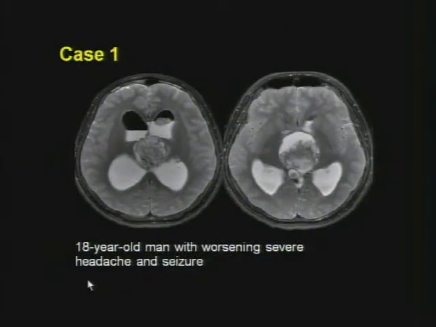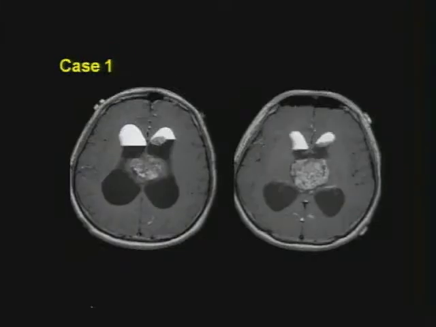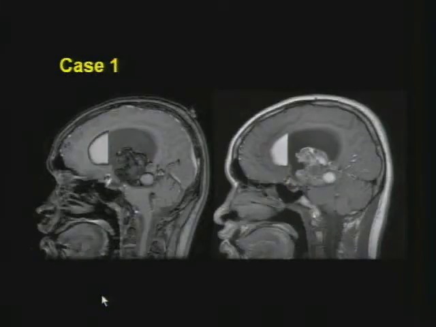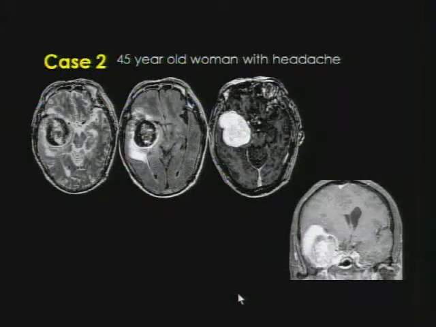This is a young man presenting with worsening severe headache and seizure. This is T2 weighted imaging. This is T1 pre-contrast imaging. This is our sagittal localizer and a T1 weighted sagittal imaging. So that was case 1.